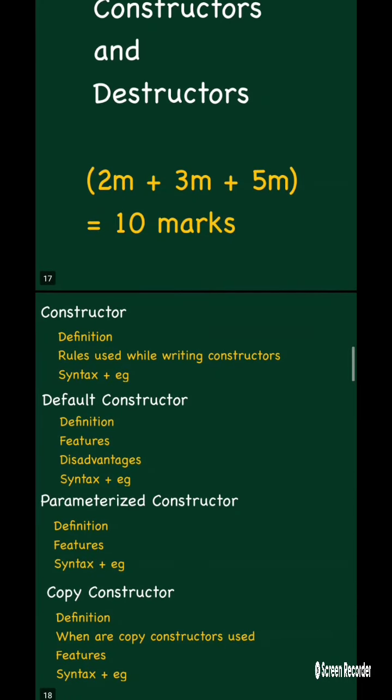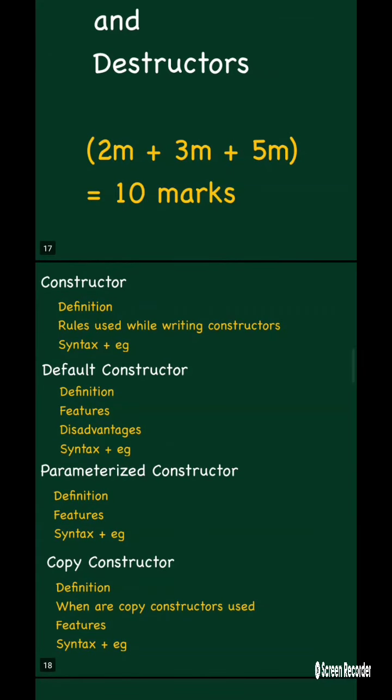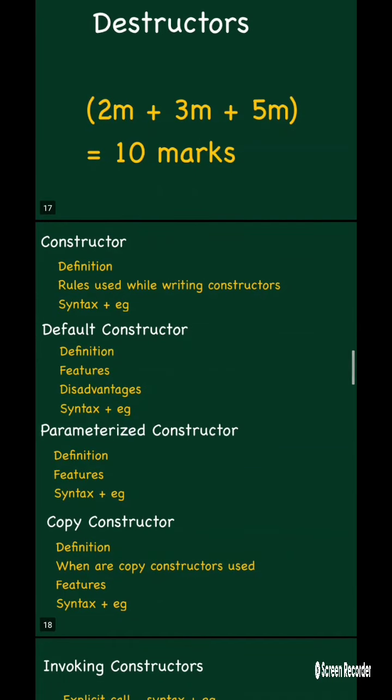In constructor, what is a constructor? That is the definition that you have to learn, and the rules are very important. The rules used while writing the constructor. You can surely expect this as a 5-mark question. What are the rules used while writing the constructor? And the syntax and a small program example are important, along with the definition of the constructor and its rules. Next, you have to learn the types of constructor.